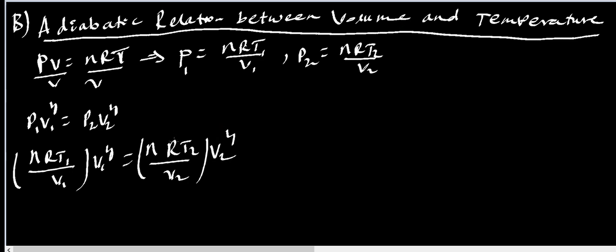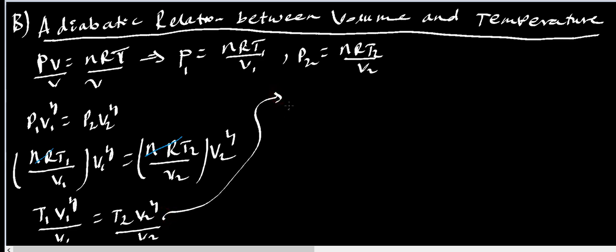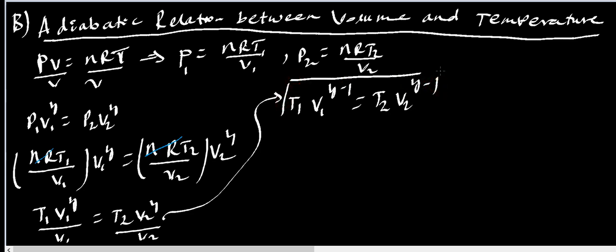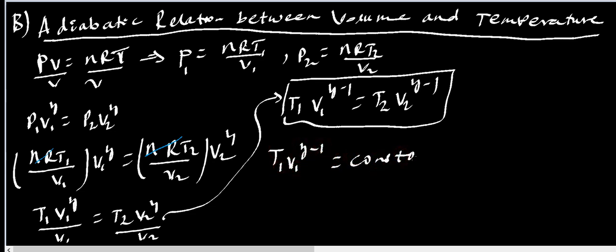Then nR cancels with nR, and what remains is T1 V1 to the power of gamma over V1 is equal to T2 V2 to the gamma over V2. So T1 V1 to the gamma minus 1 is equal to T2 V2 to the gamma minus 1. This is also constant. Therefore T1 V1 to the gamma minus 1 is constant.